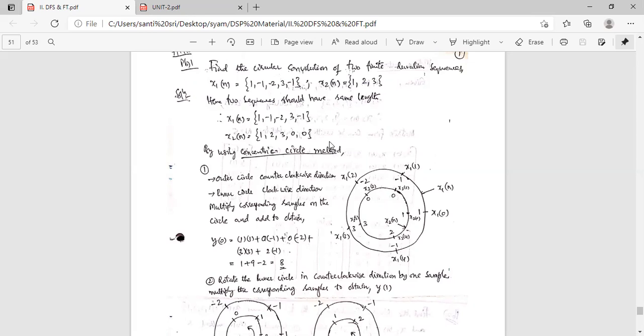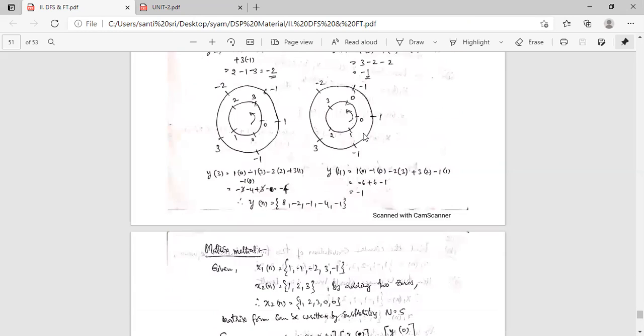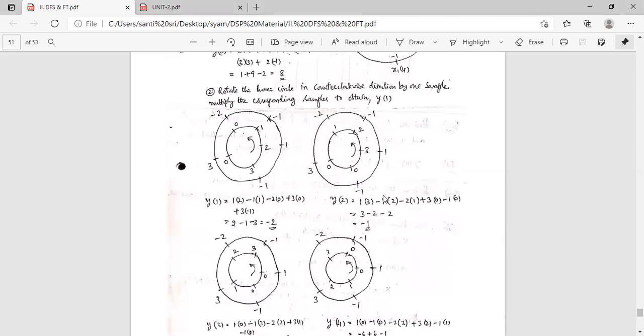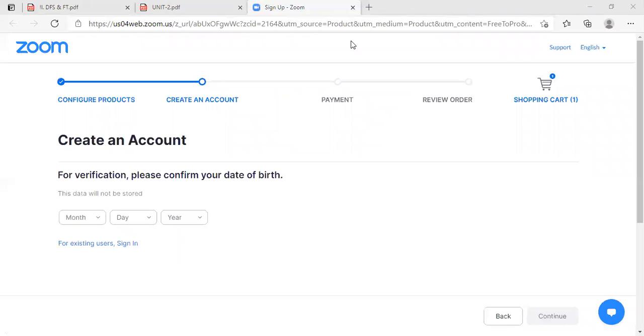Here also we have two methods of finding the circular convolution. The first one is the concentric circles method and the second method is called the matrix method. So first we'll do the concentric circles method.